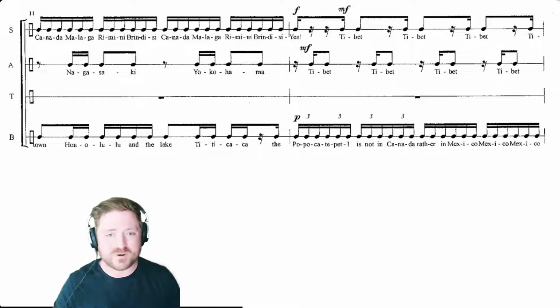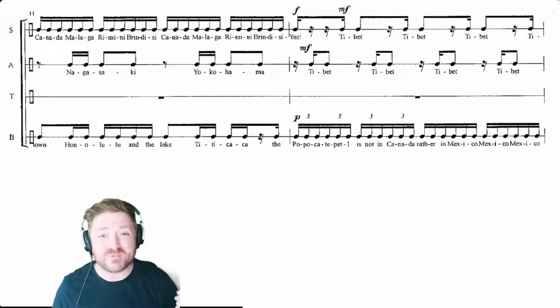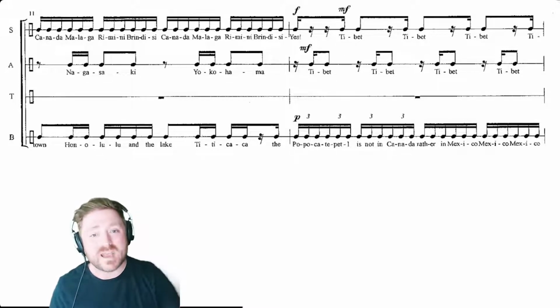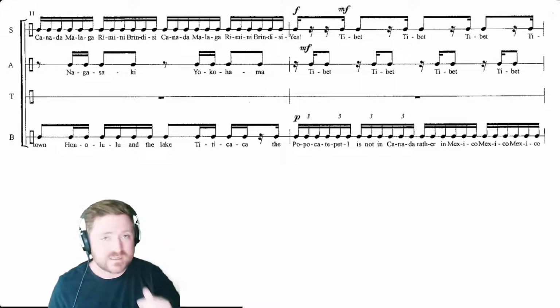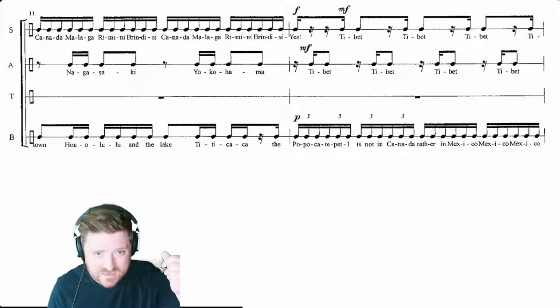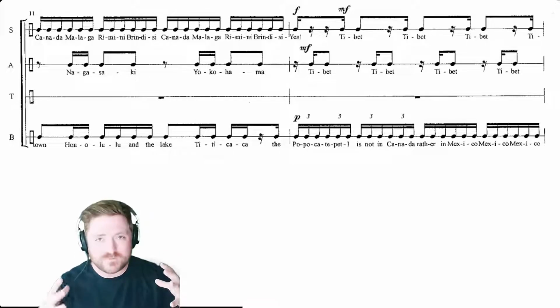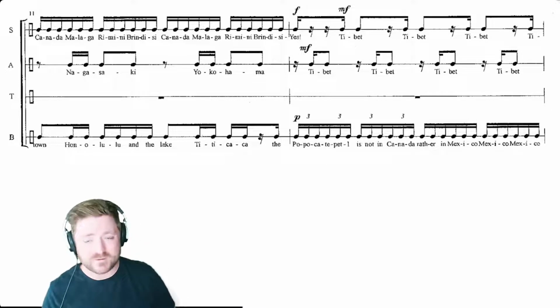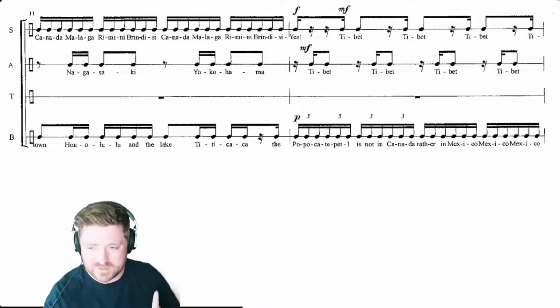So at the top here, the soprano's going Canada, Malaga, Rimini, Brindisi, Canada, Malaga, Rimini, Brindisi, yes, Tibet, Tibet, Tibet, Tibet. And you've got the altos going Nagasaki, Yokohama, Tibet, Tibet, Tibet, Tibet. And all of that fits together. That's why the pulse is so important in a piece like this where there is no pitch. It's all about the rhythm. A lot of fun can be had, but you've got to work hard.